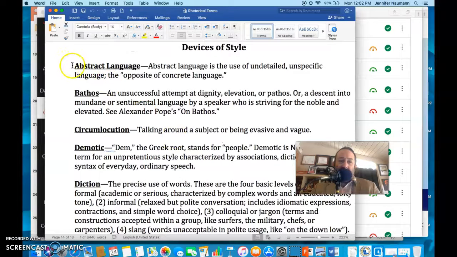Style deals with overall style. In some ways style is very personal to the writer, like what's their style, and some of that has to do with word choice or assumptions. They're all just different things that modify style.